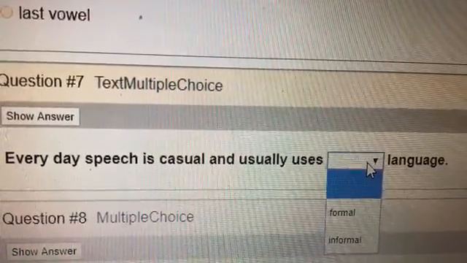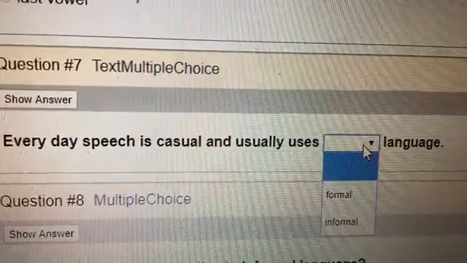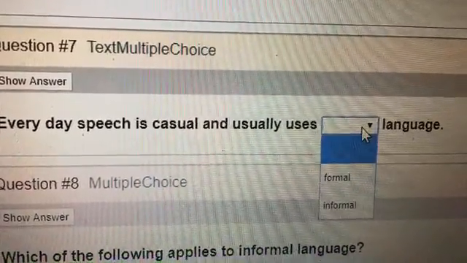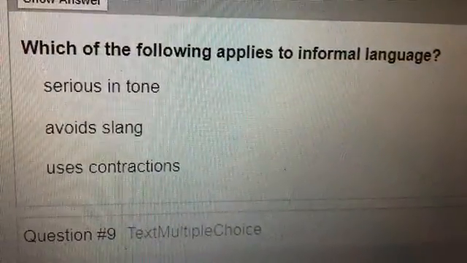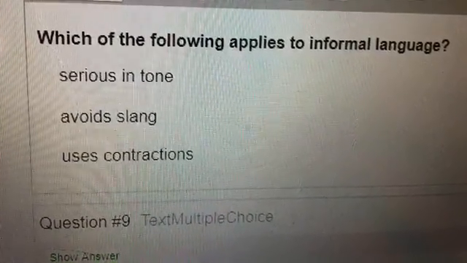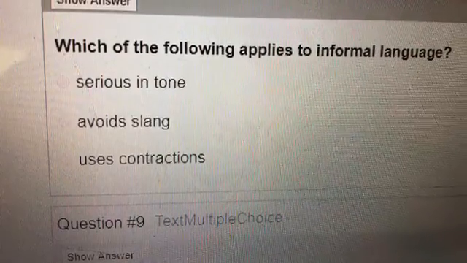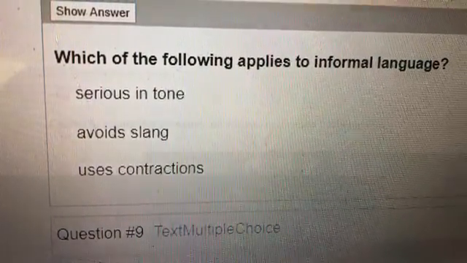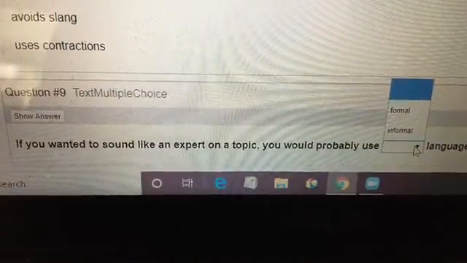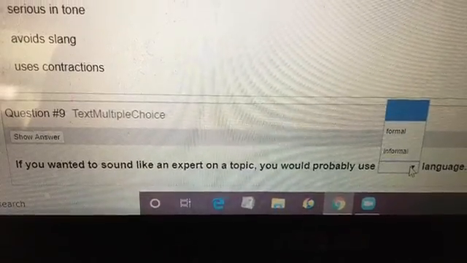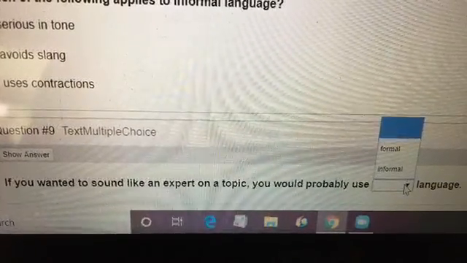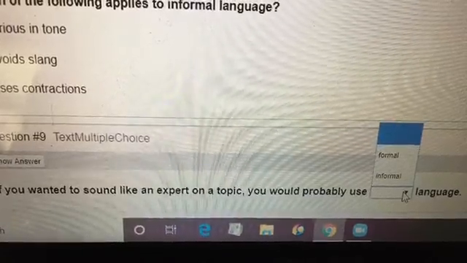Question 7. Everyday speech is casual and usually uses formal or informal language. Question 8. Which of the following applies to informal language? Serious in tone, avoids slang, uses contractions. And question 9, if you wanted to sound like an expert on a topic, you would probably use formal or informal language.